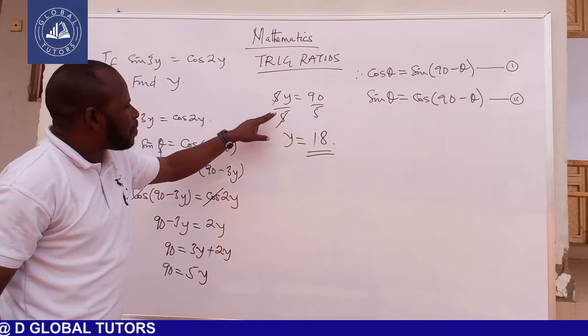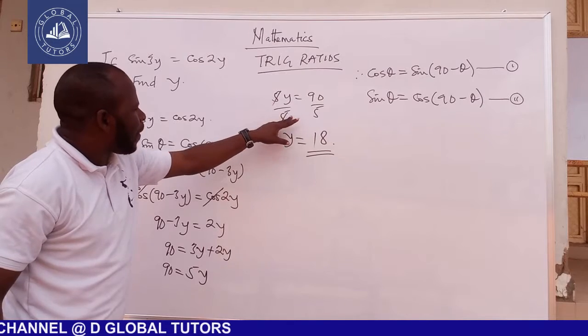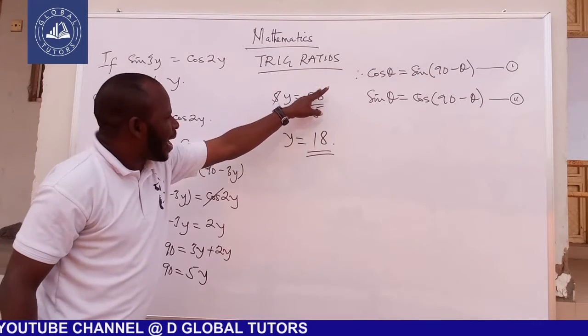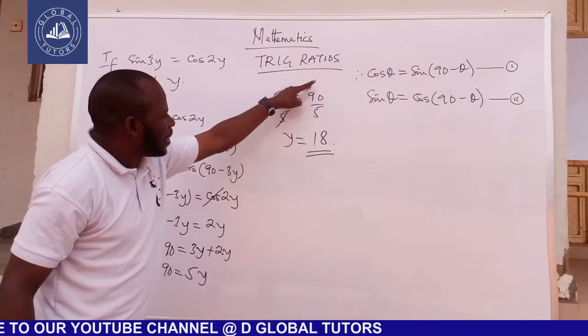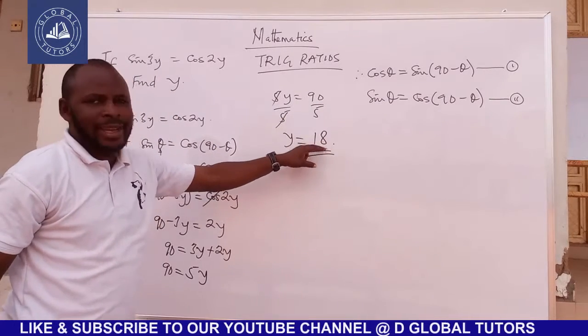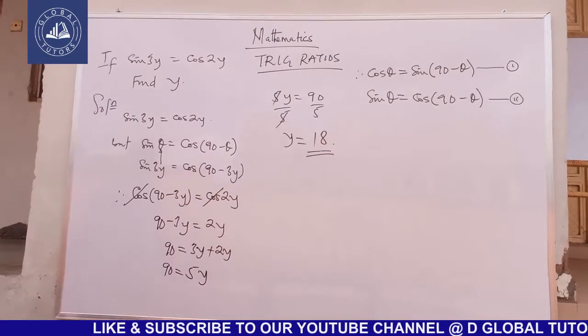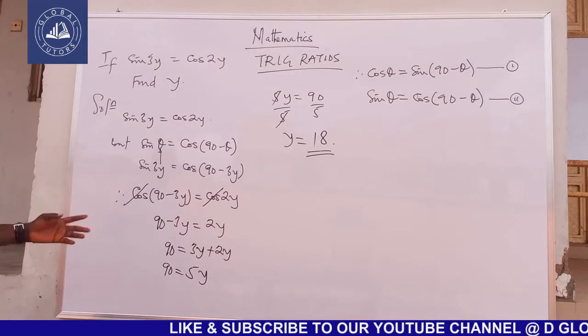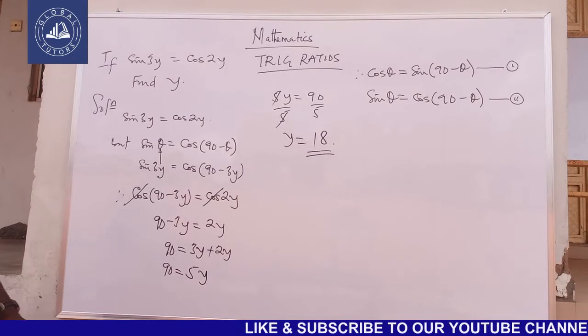So we can divide both sides by what? By 5. 5 nullifies 5. So 90 divided by 5. 5 in 9, 1. 5 in 40, 8. So y is 18. I hope you understand that. But we'll still solve more questions.